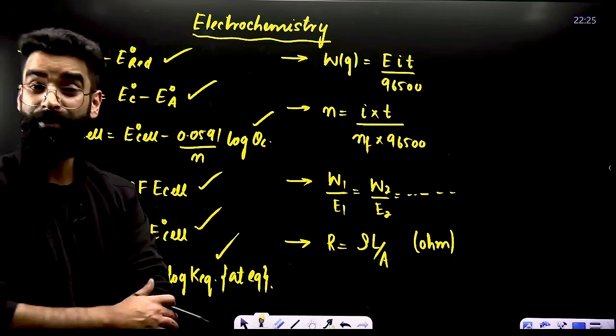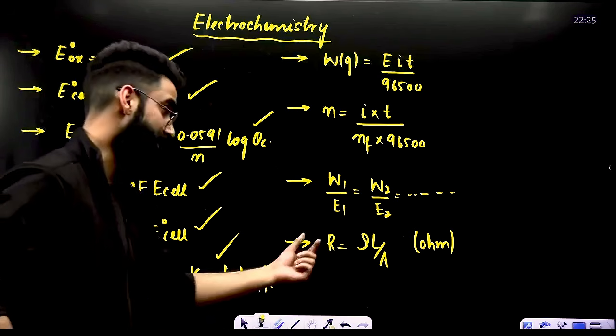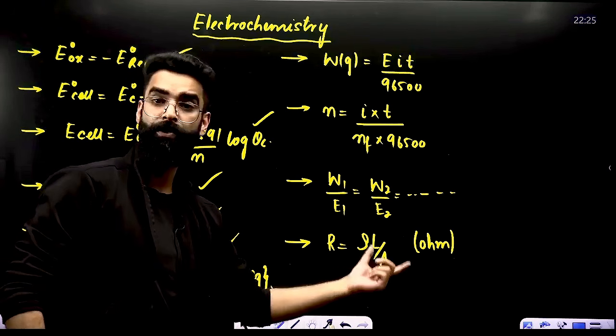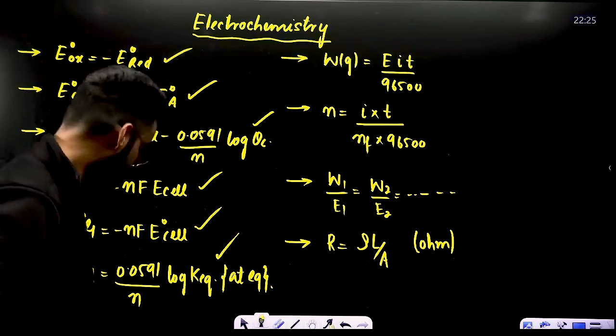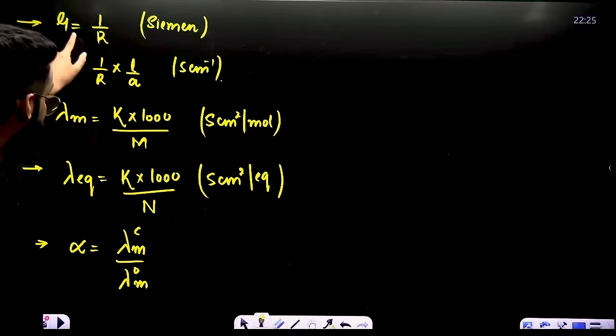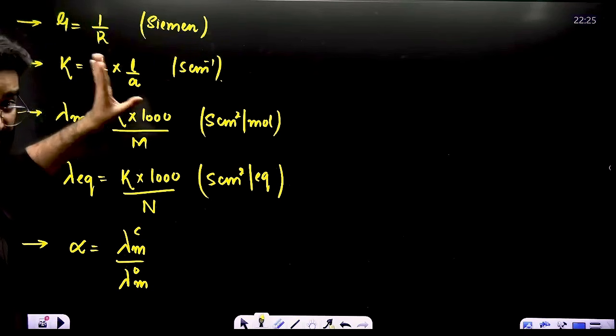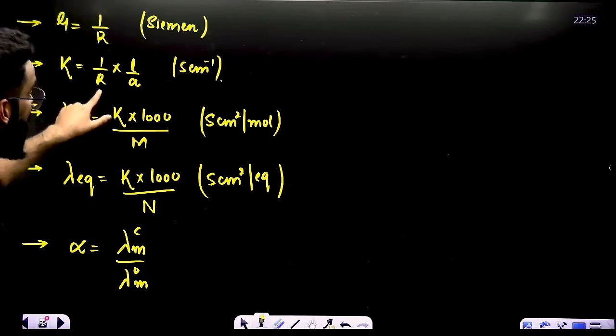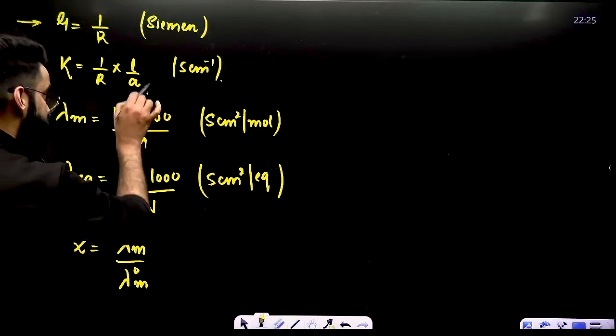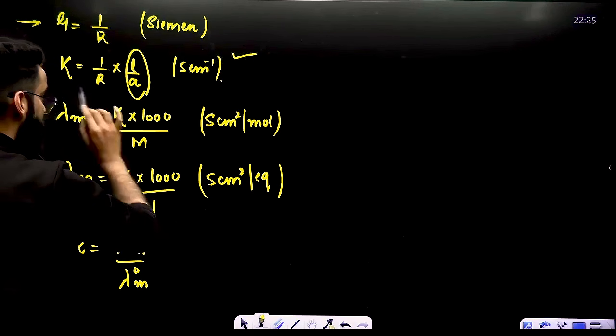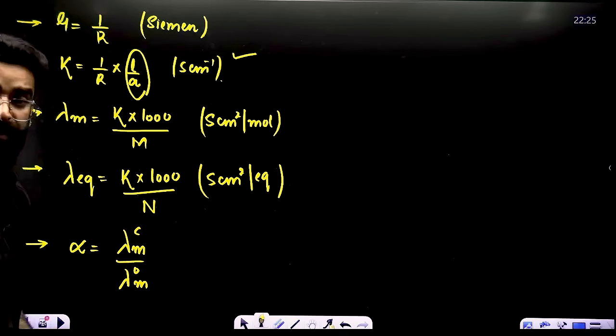Now, there are few terminologies which are related to conductance. One is your resistance, right? Resistance is rho l by A. Its units are ohm. When it comes to conductance, conductance is 1 by resistance, right? Its unit will be Siemens. Conductivity, 1 by R into l by A, where l by A is called cell constant, you know it. And the units of conductivity here will be Siemens centimeter inverse.